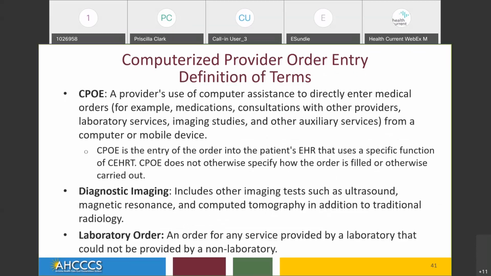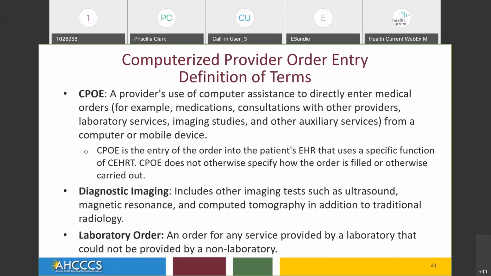So what is CPOE? It's a provider's use of computer assistance to directly enter medical orders. For example, medications, consultations with other providers, laboratory services, imaging studies, and other auxiliary services from a computer or mobile device. CPOE is the entry of the order into the patient's EHR that uses a specific function of CEHRT. CPOE does not otherwise specify how the order is filled or otherwise carried out.